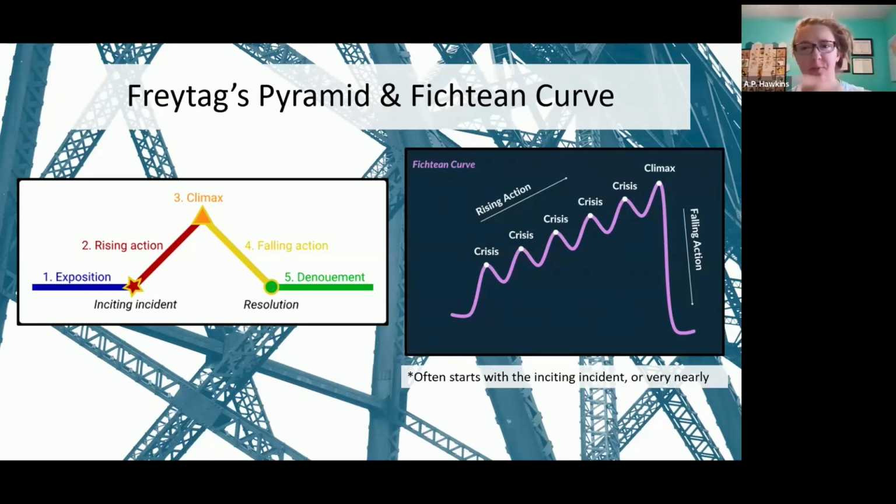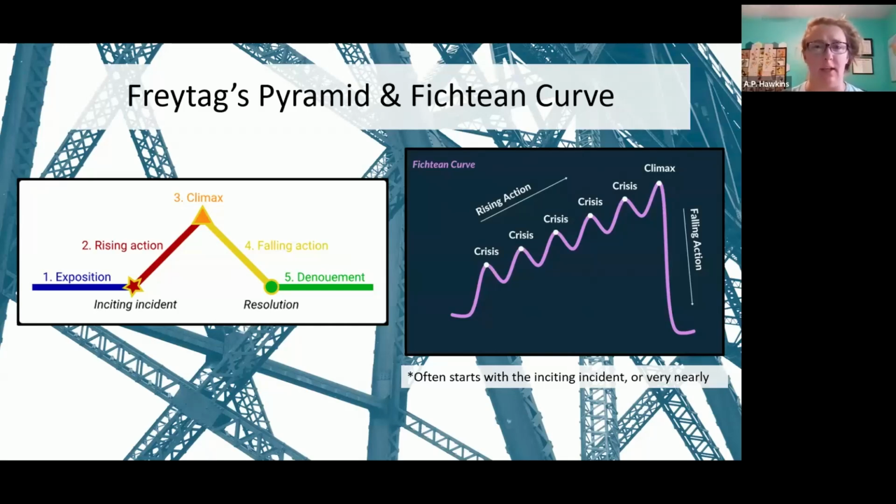And then the action kind of builds from crisis to crisis with the character. And you kind of have moments where the action kind of dips between each crisis, where the character has a moment to breathe, but they don't last very long. And each crisis, as you go through the Fitchian curve, is bigger than the previous one until you get to the climax. And so essentially what the Fitchian curve is, it's like an abbreviated version of the Freytag's pyramid, where you're kind of cutting off the exposition and the denouement, and you're just doing the inciting incident, action rising to climax, and then the falling action, where you're kind of wrapping up everything.